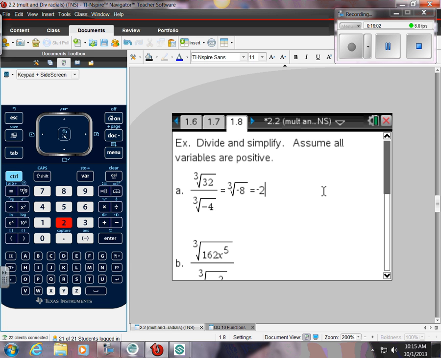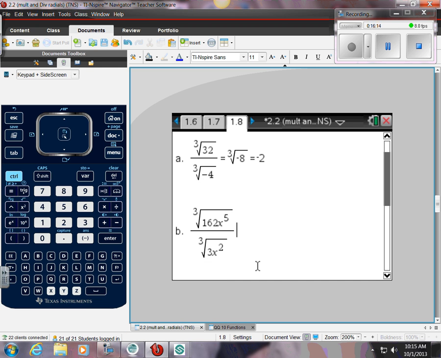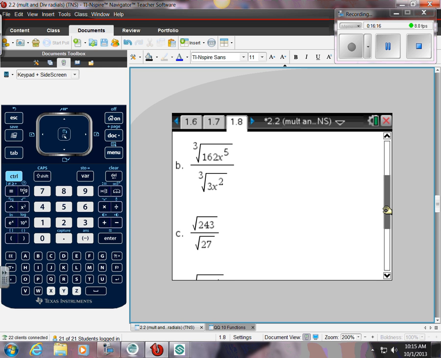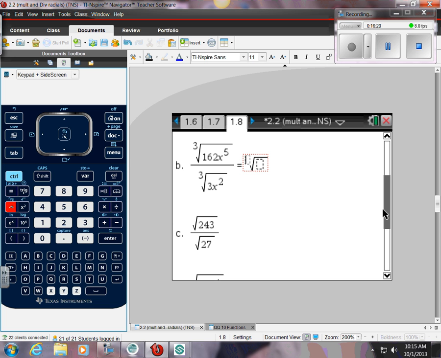Okay. Cube root of 8 is 2. You need to memorize those, please. Okay? Make sure you have those memorized, guys. You need to know your perfect cubes. Need to. All right, let's move down. So we're going to start with division, right? So we've got the cube root of, what's 162 divided by 3?